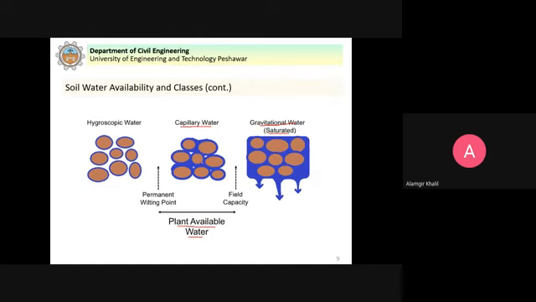As the soil moisture decreases because the water is used by the plants or the crops, it will reduce to the hygroscopic water. This water will not be extracted easily by the plants for their growth. So the water that is available to the plants is between the field capacity and the permanent wilting point.